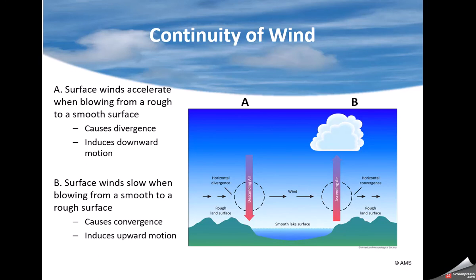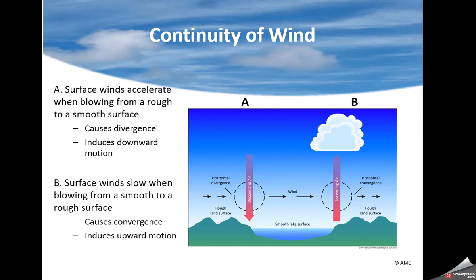And here you can see, say you have a lake effect, or in my case, even sometimes a river effect, where you have a smooth wind coming across the lake. All of a sudden it hits the rough surface. It slows down. You get convergence. All of a sudden the air begins to rise, forms clouds, maybe even some showers or thunderstorms.